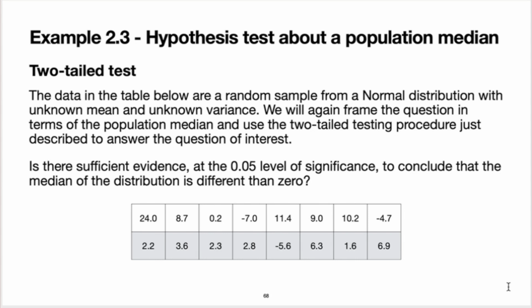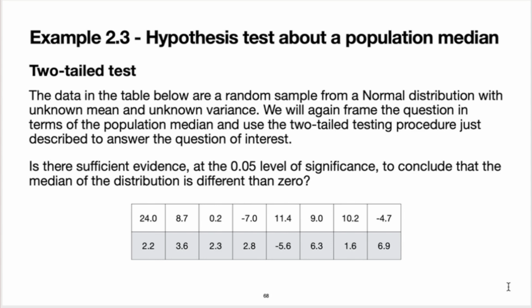So the data in the table below are a random sample from a normal distribution with unknown mean and unknown variance. Again, let me issue the disclaimer that nothing that we're doing depends on the normality of the distribution that we're sampling from. Okay, so we will again frame the question in terms of the population median and use the two-tailed testing procedure just described to answer the question of interest.